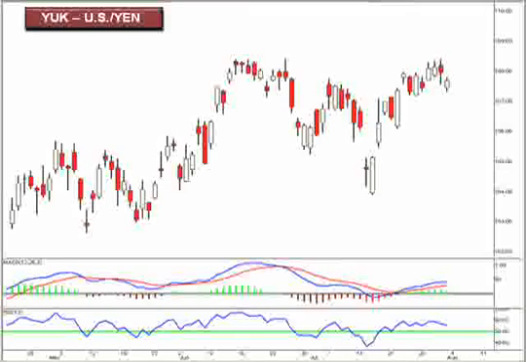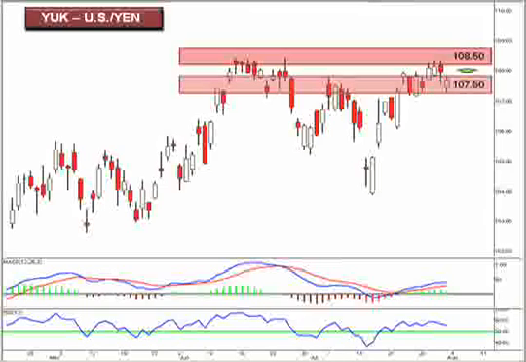Let's take a quick look at our YUK, our U.S. versus the Japanese yen. The U.S. dollar has been gaining some strength against the yen as it played into this 107.5 level. We did suggest that that'd be an area of interest as prices started to consolidate there. We felt that any break above that was going to meet with some immediate resistance in at the 108.5, which it actually did.